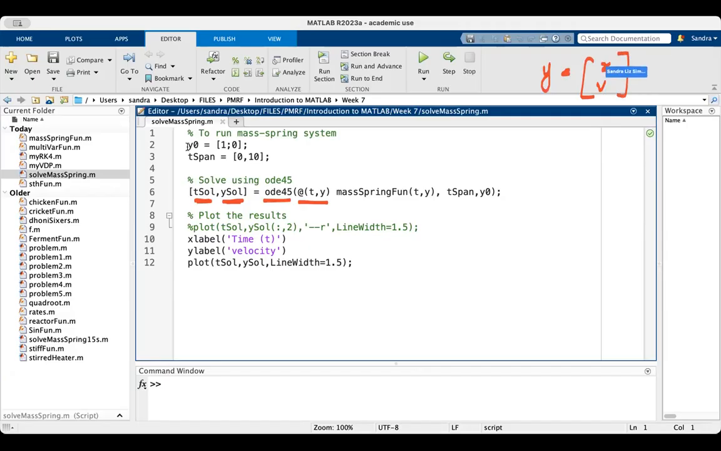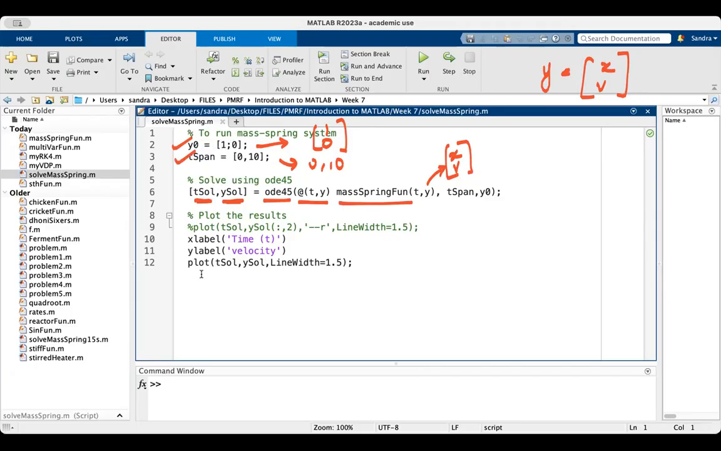You're telling that y and t are the variables. This is a function which will have both functions. It is a function of both t and y, and this y will have x and v. The y is a vector. Now t span will be 0 to 10 and y0 will be the initial condition. So this is y0, a column vector 1, 0, and this is t span 0 to 10. So you declare the y0 and you declare the t span.